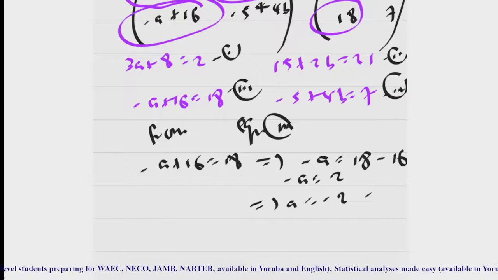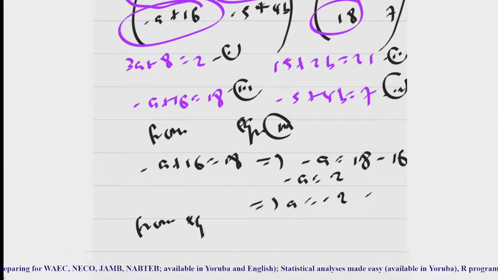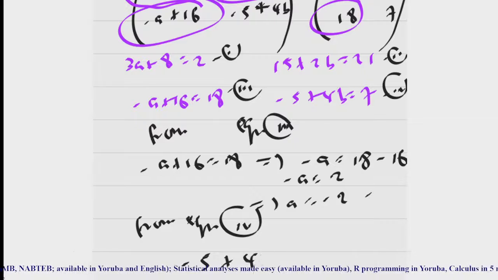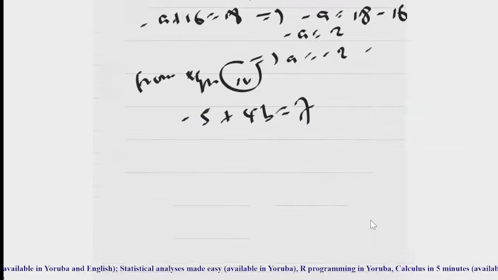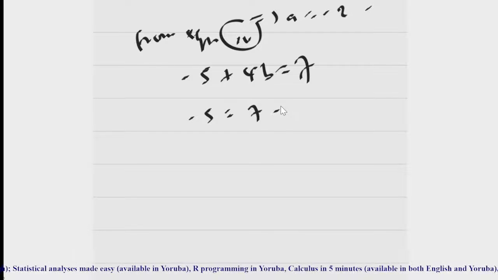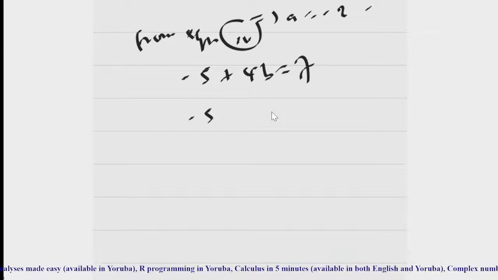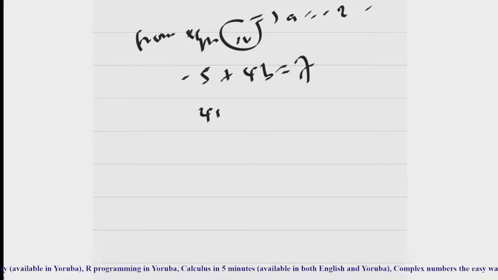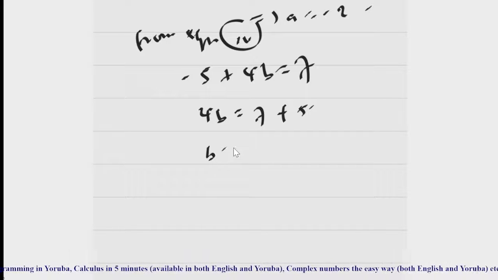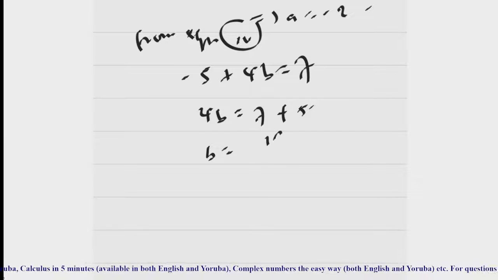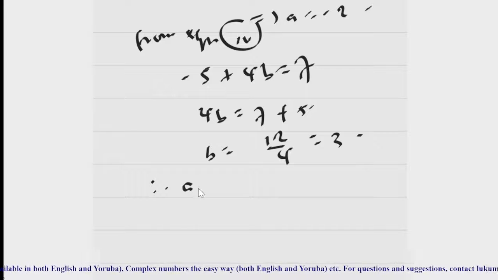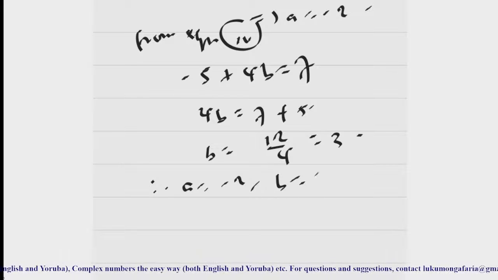So from equation 4, we have that minus 5 plus 4b is equal to 7. So then this one is going to give me minus 5 is equal to what? 7. We can collect the like terms. And that gives 4b equals to 7 plus 5 here. Then your b is equal to 12 divided by 4. You understand now? b is equal to 3. It means that your a is equal to minus 2 and b is equal to 3.